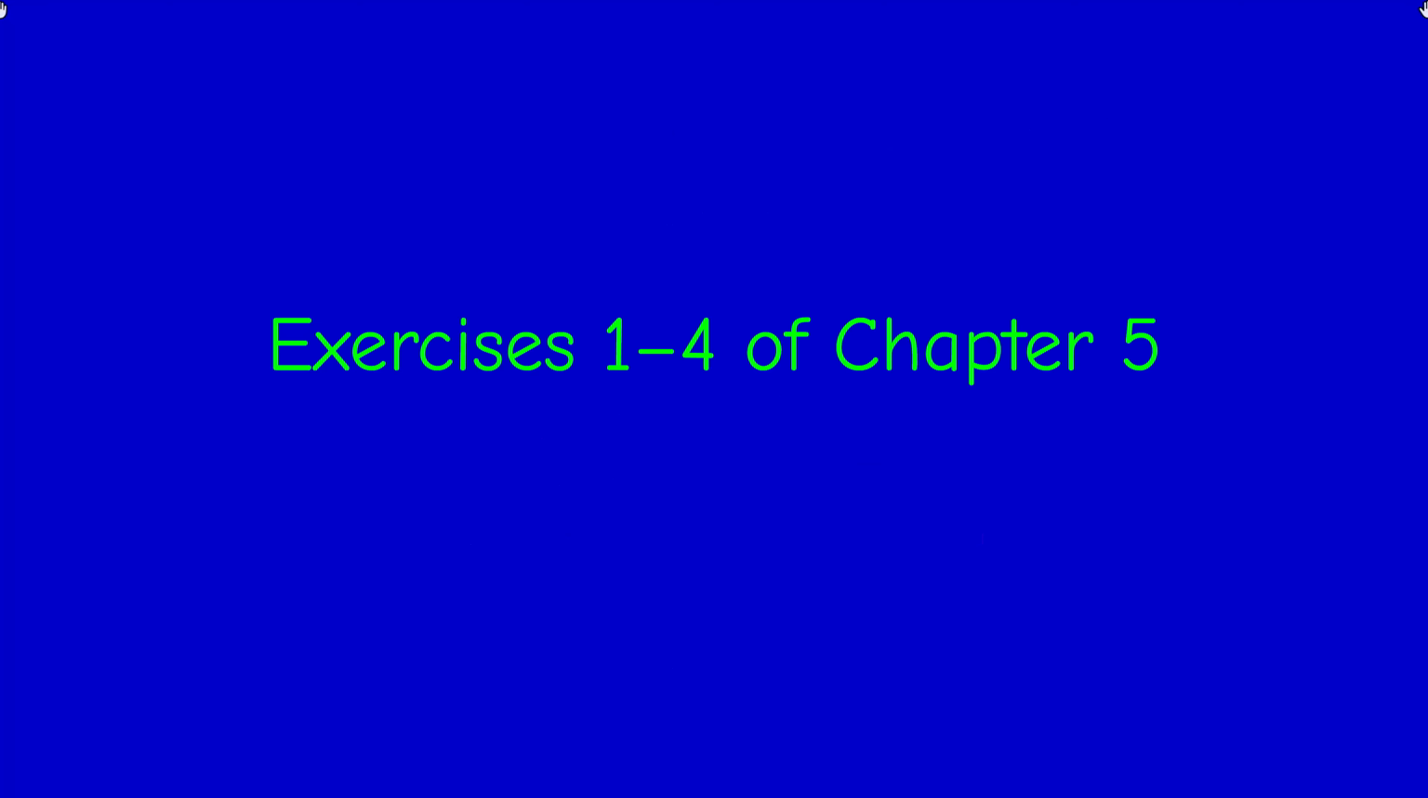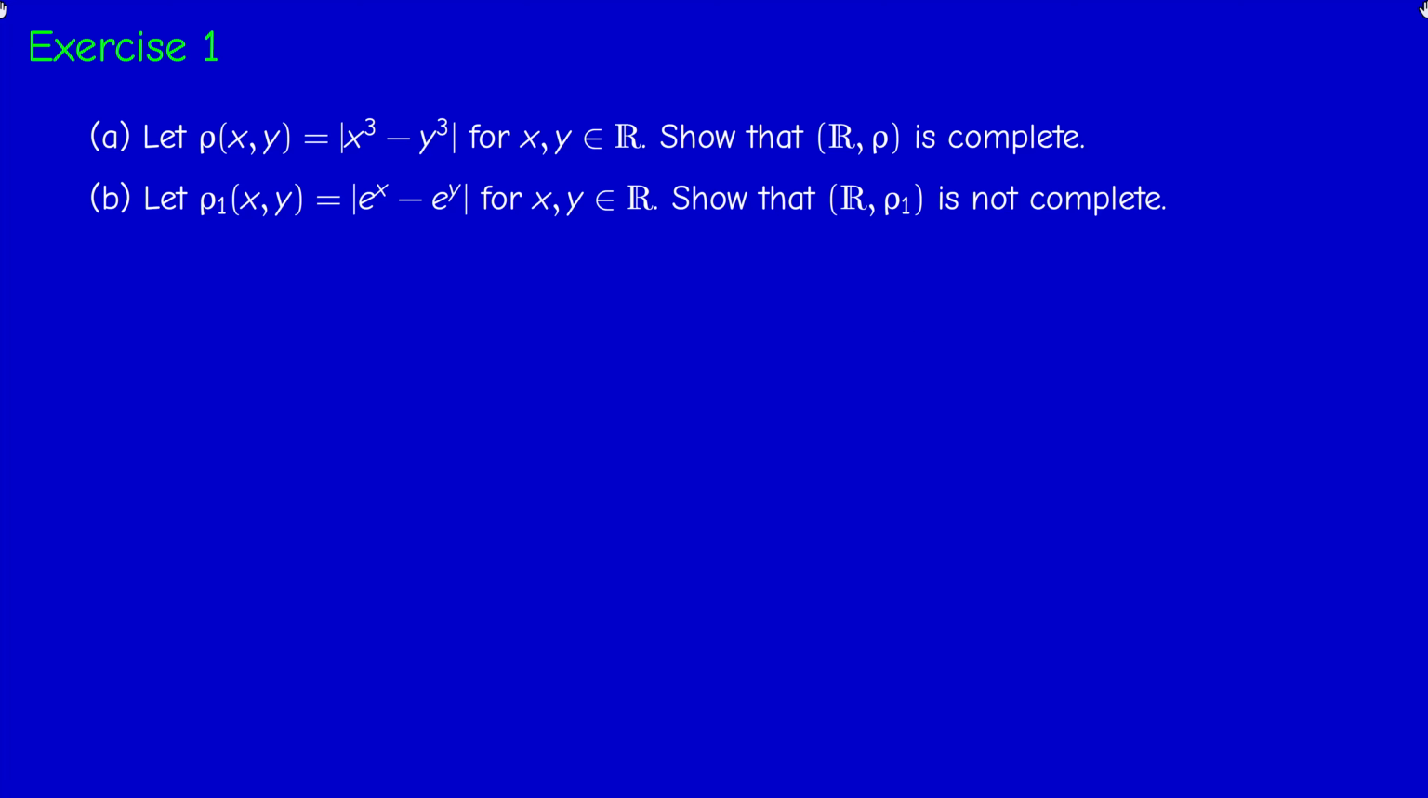Welcome back. In this video, we are going to solve exercises 1 to 4 of chapter 5. Exercise 1, we equip R with the distance rho given by x cubed minus y cubed. We know that this is a distance. We have to show that (R, rho) is complete.